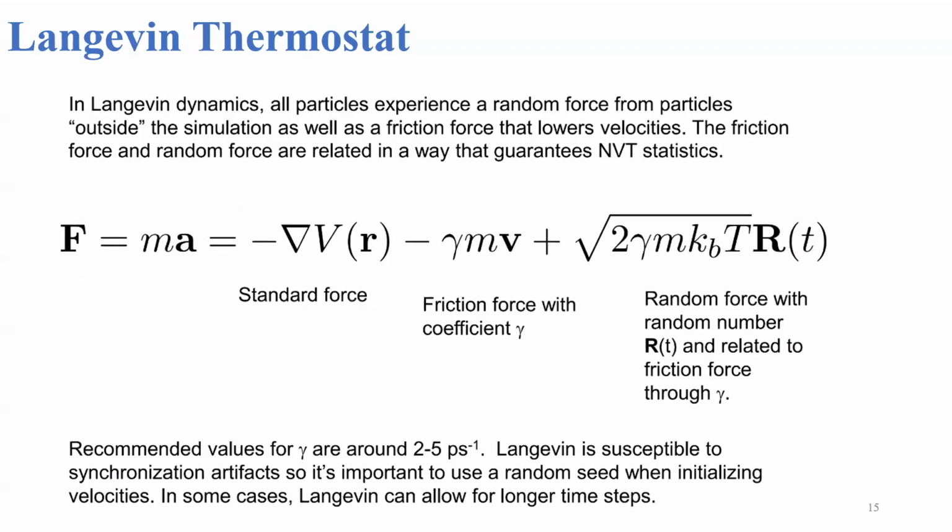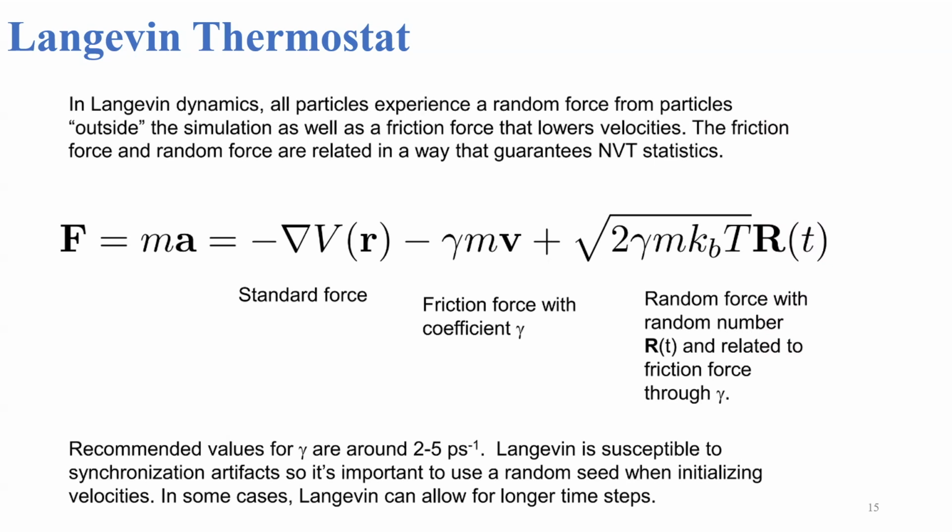In Langevin dynamics, it's very similar to what we tried to solve in module 1, the damped oscillator problem. Remember? There was a gamma or friction coefficient that we were trying to change and see the effect on the equation. Here, very similarly, we have the standard force coming from the force field, but in order to maintain the temperature, we have a damping constant that can adjust the kinetic energy, and that friction force and the random force are related in a way that guarantees the NVT statistics. And usually this gamma parameter depends on the system, but usually it's 2 to 5 picoseconds inverse.